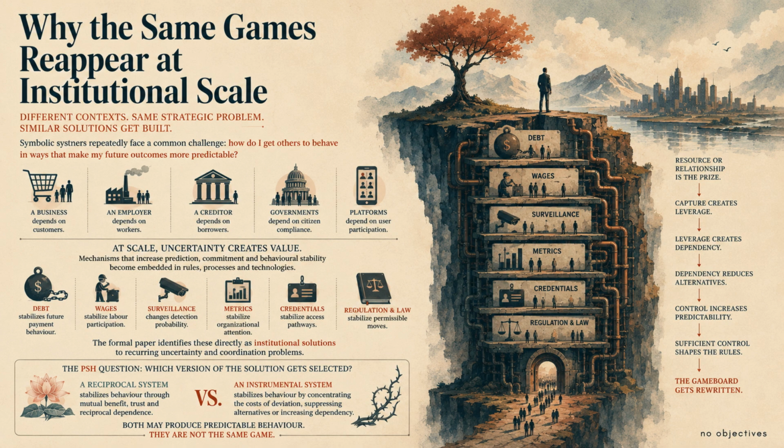But an instrumental system can solve exactly the same problem by changing my alternatives. An employer doesn't necessarily need my loyalty if losing my wage threatens my ability to pay rent. A creditor doesn't need me to enjoy carrying debt if default creates an immediate financial crisis. A platform doesn't need to physically prevent me from leaving if my customers' reputation data and social network are difficult to move somewhere else. Surveillance can increase the probability that deviation is detected. Credentials can determine which jobs I'm allowed to perform. Contracts can increase the cost of exit.